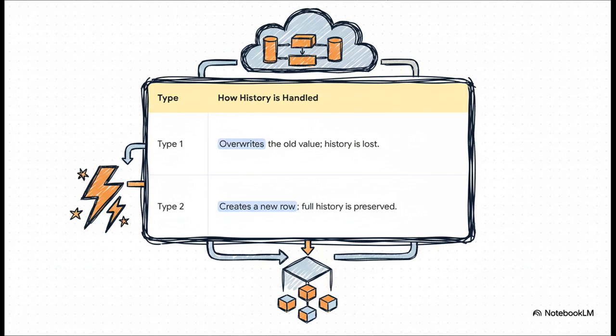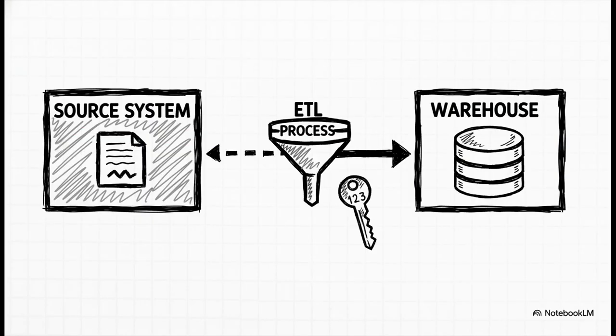A type 2, however, preserves that history. We'd add a new row for that customer with the new address and use dates to show which record was active and when. Now, you can analyze sales to that customer both before and after their move. Powerful stuff.